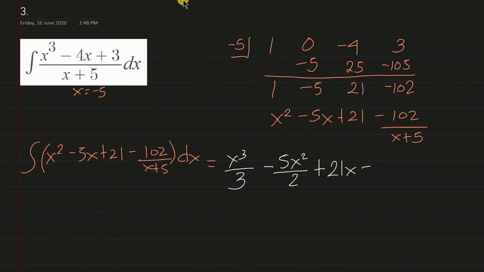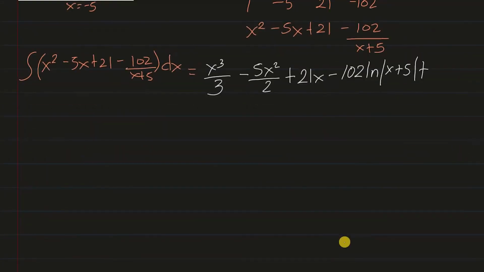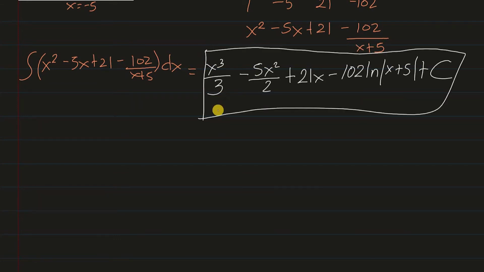Alright? So, balik tayo dito. Yan guys, so ito magiging negative 102 ln absolute value ng x plus 5. Huwag natin kakalimutan si c. Alright, so yung sagot natin guys, ito ang final answer natin.